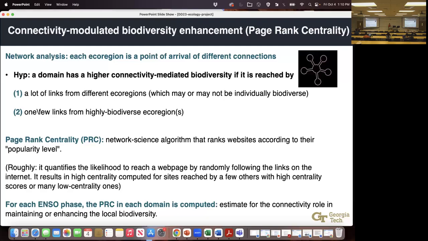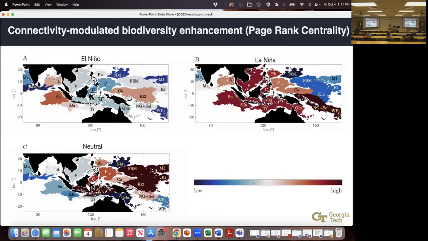And so here is where I explain the PageRank centrality. The idea is that you are popular, in terms of coral reef, if you can receive a lot of larvae, or if you receive larvae from few reefs, but reefs that are very biodiverse, which means that you're still receiving a lot of different larvae. So we make a biodiversity map based on that.